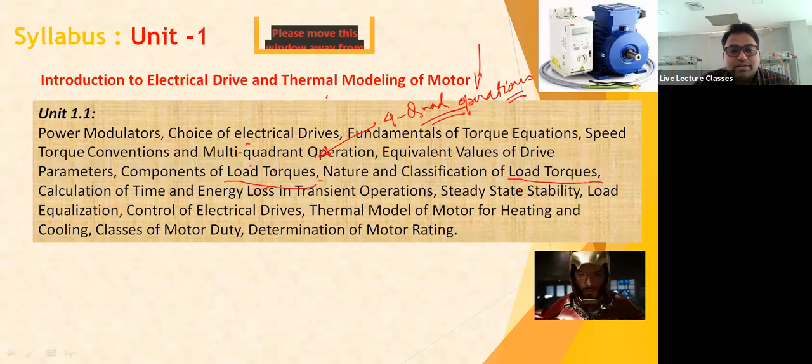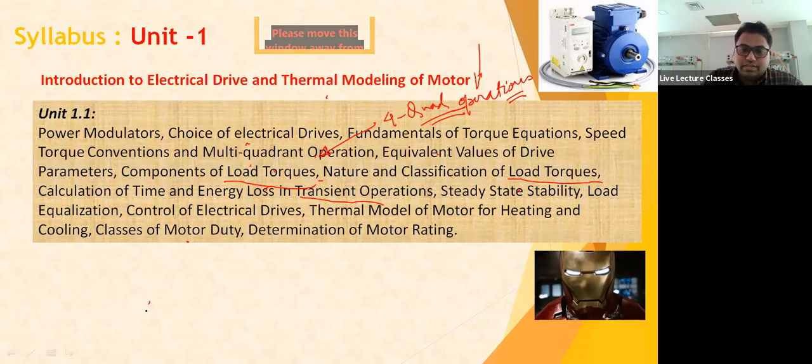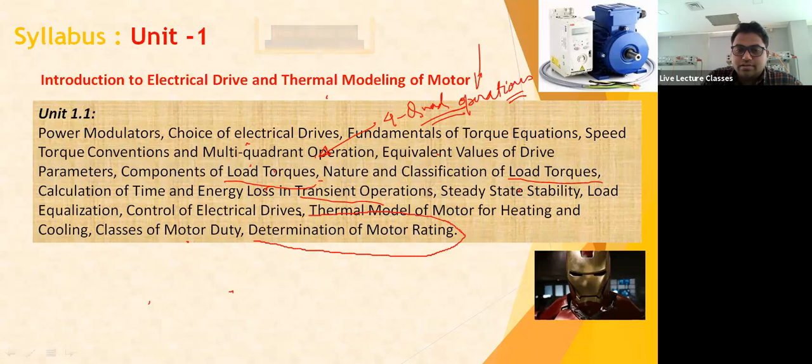Calculation of time and energy losses in transient times, steady state stability, load equalization, control of electric drives, and then finally, the thermal model of motor for heating and cooling, classes of motor duty, and determination of the motor rating. This is the ultimate thing that you have to find, the motor rating, at least how much of motor will be required.